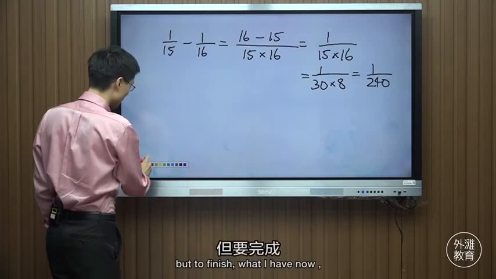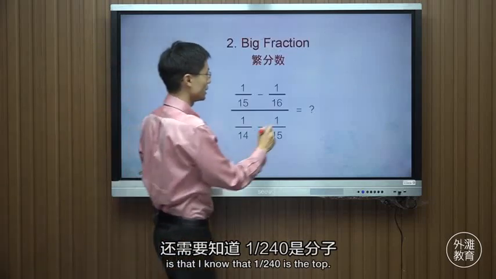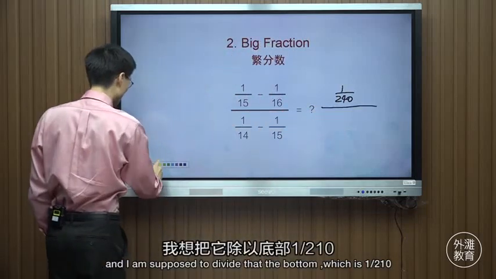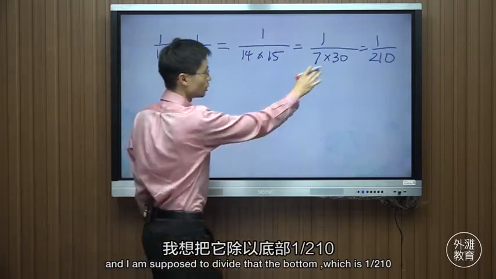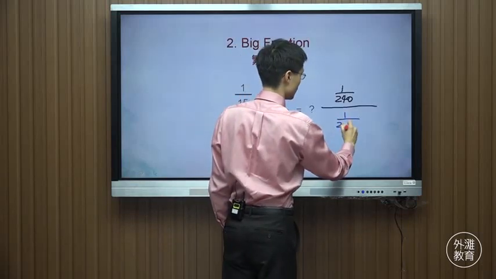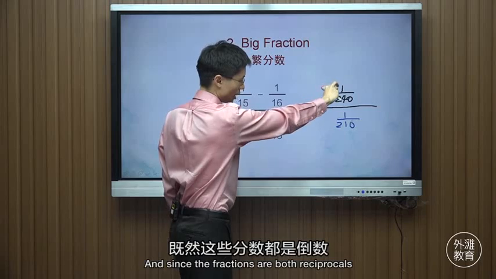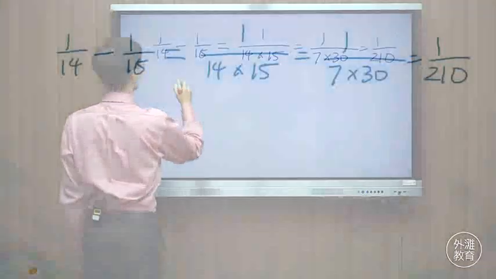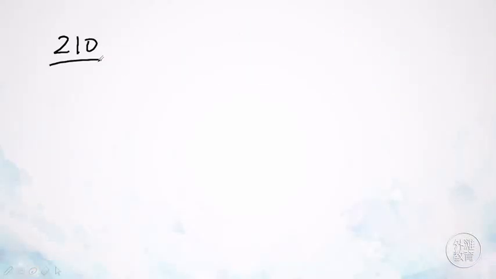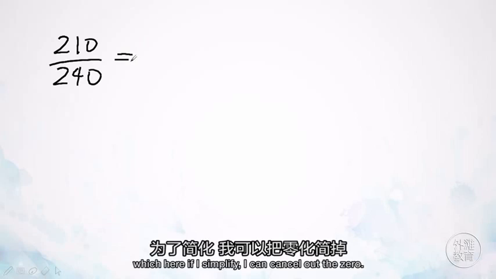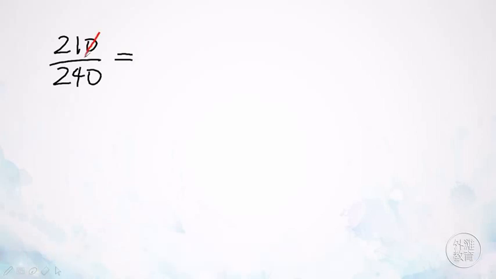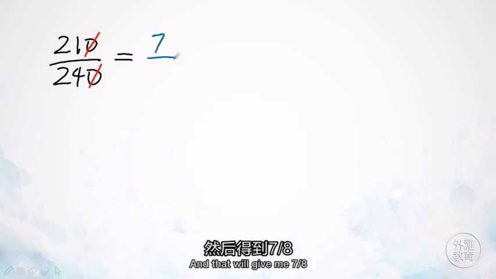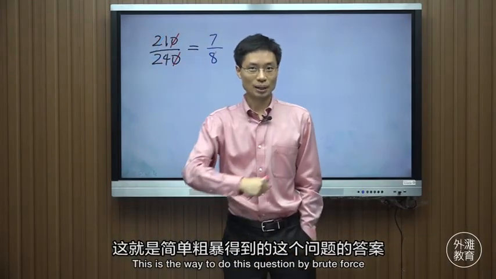But to finish, what I have now is that I know that 1 over 240 is the top, and I'm supposed to divide that by the bottom, which is 1 over 210. And since the fractions are both reciprocals, the answer is 210 divided by 240. Which here, if I simplify, I can cancel out the 0. And then I can also cancel out a factor of 3. And that will give me 7 divided by 8. This is the way to do the question by brute force.